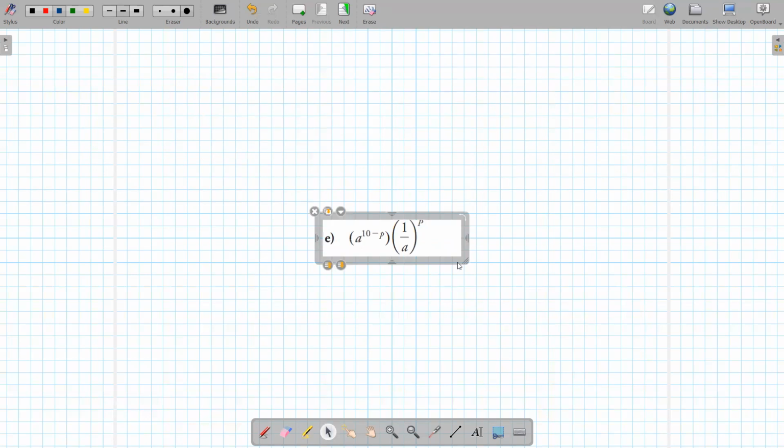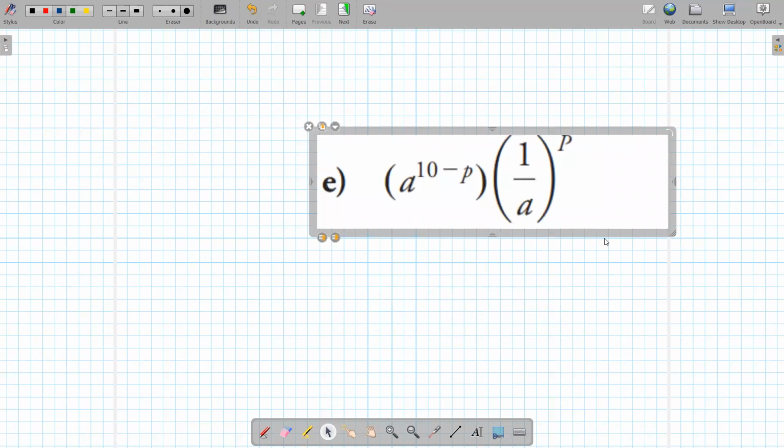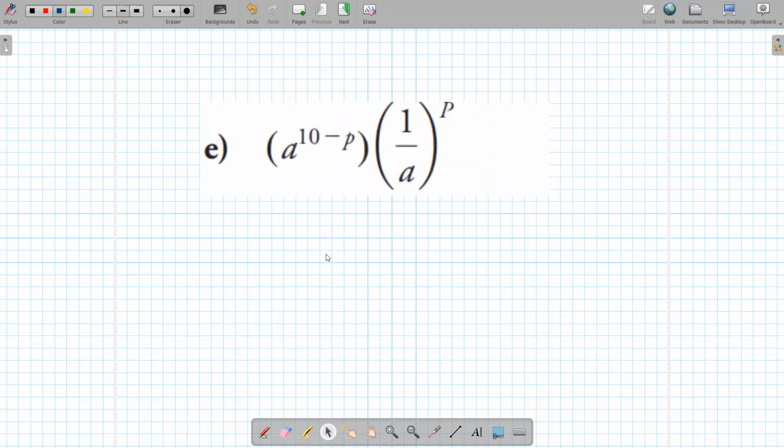Same idea. We need to write this in terms of a to the power of something, one number allowed only. What do we do? No ideas? Look at it. There's an a here, but we have 1 over a here. I want to rewrite the second guy as a to the power of something. What does it become?